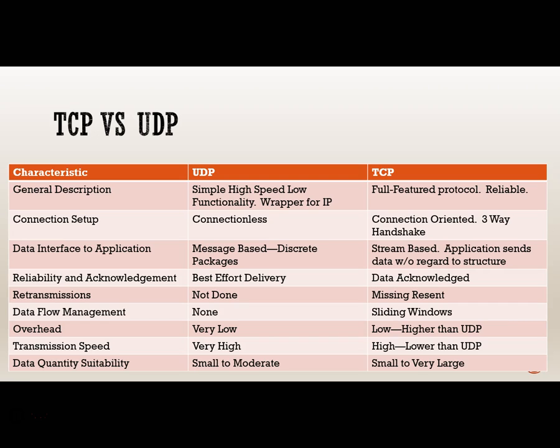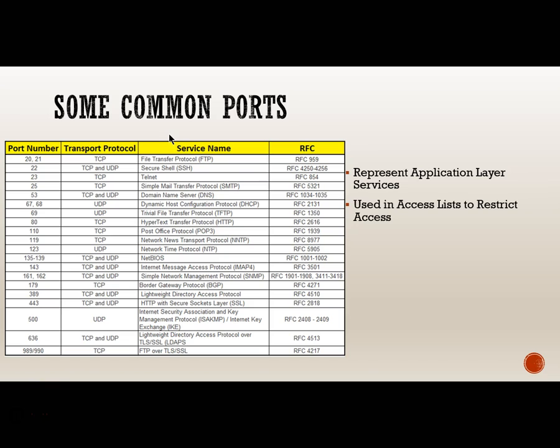Data quantity: UDP is small to moderate, and TCP can be used for a small amount of data to a very large amount of data. Some common ports available for each of these: 20 and 21 TCP is going to be FTP file transport. 22 TCP and UDP for SSH. 23 TCP, and on down the line. If you want to go through these, you can pause the video and take a look. And it represents the application layer services used in access lists to restrict access.